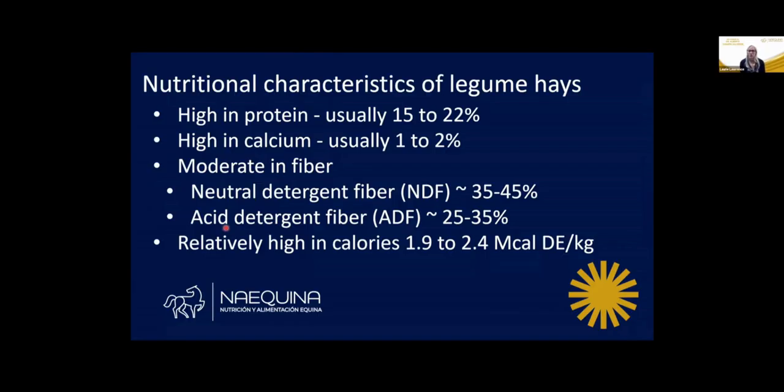Some of the characteristics of legume hays would be that they are high in protein, usually somewhere between 15 to 22%, depending upon stage of maturity. They are high in calcium, usually 1 to 2% calcium, and they tend to be moderate in fiber. My numbers may vary a little bit from the ones that we saw in the last presentation, but typically at least the types of alfalfas that we would see being fed to horses would have a neutral detergent fiber concentration of approximately 35 to 45%. Acid detergent fiber would be lower than that, with the lower values for neutral detergent fiber and acid detergent fiber being in the early maturity plants. They are relatively high in calories, somewhere between 1.9 to 2.4 megacalories of digestible energy per kilogram. So pretty high, can be quite high in terms of supplying calories.